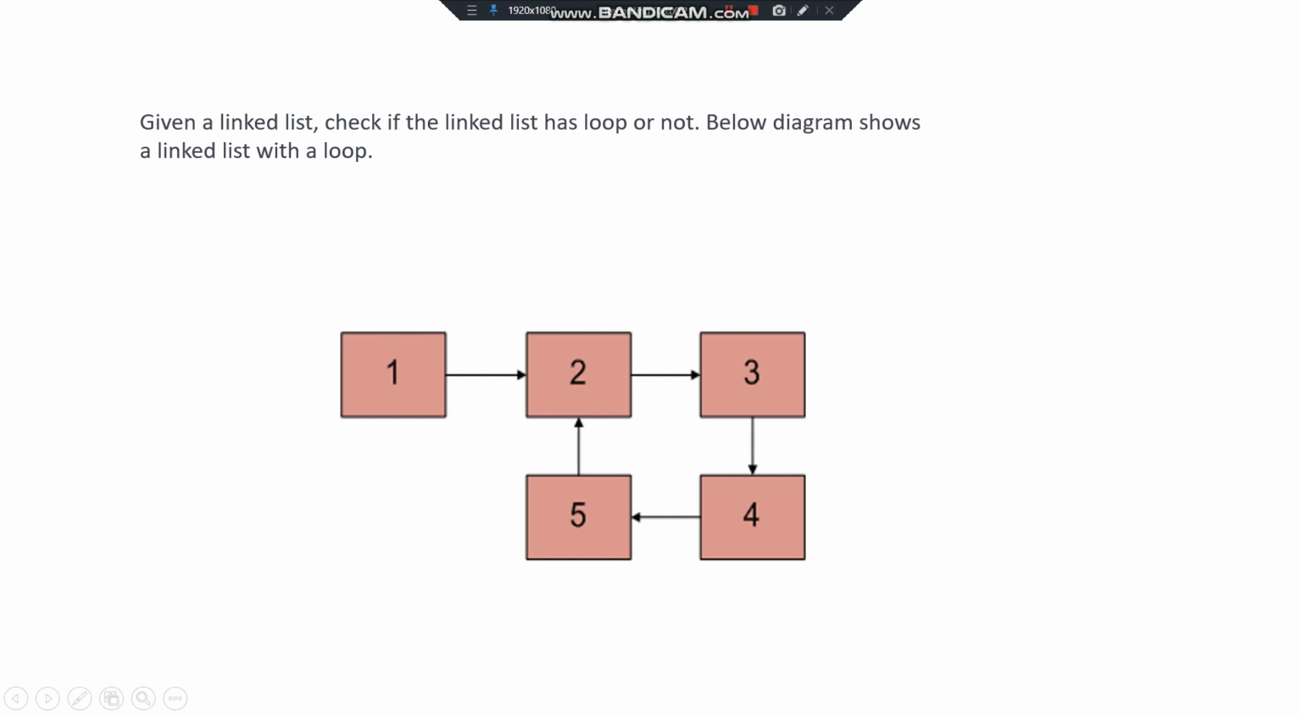By loop I mean the last node of the linked list will be pointing its next pointer to some of its previous nodes, like this. You will be given the head of the linked list, and you have to return true if the linked list contains a loop, or return false if it doesn't.